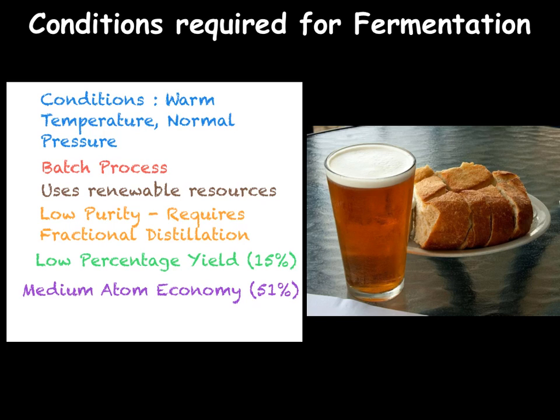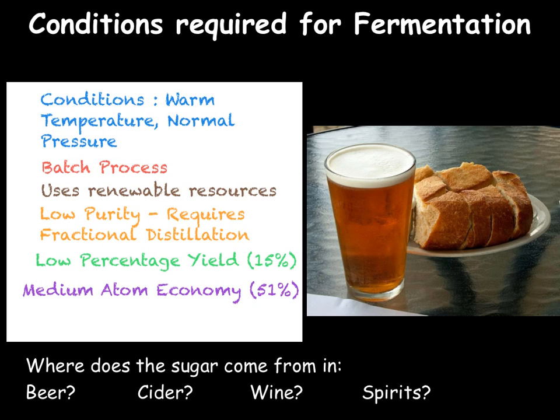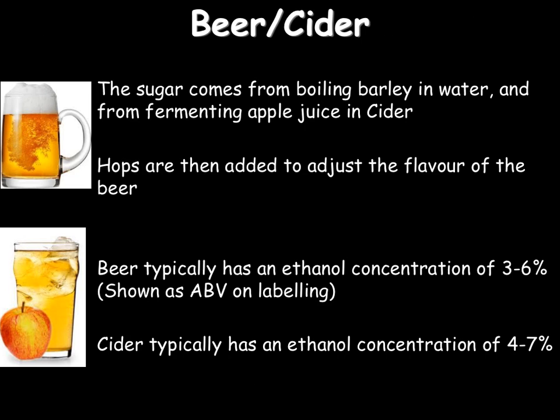So, this then begs the question of where does the sugar come from in various drinks? So in the cases of beer, cider, wine and spirits. So for beer, the sugar comes from boiling barley in water, and in cider it comes from fermenting apple juice. Hops are then added to adjust the flavour of the beer. Beer typically has an ethanol concentration of 3 to 6%, shown as ABV on the label. Cider, however, has a slightly higher ethanol concentration of 4 to 7%.